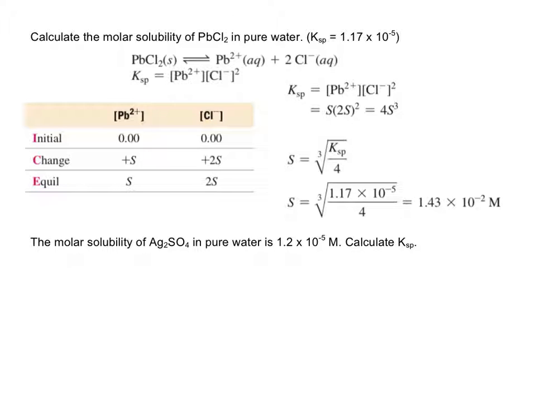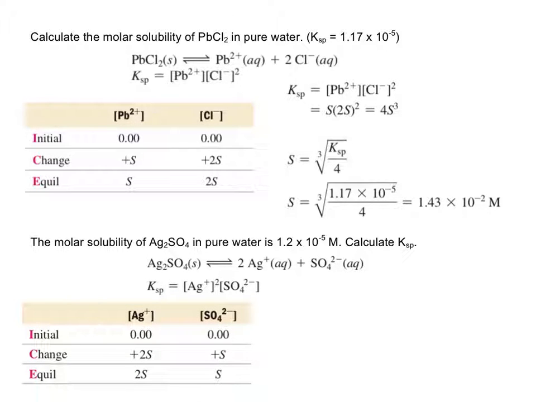Calculate the Ksp. Again, we are going to write out our equation, and our expression for Ksp is going to be the concentration of silver ion squared, because we have two of those, times the concentration of the sulfate ion. Then when we write out our ICE table, it'll be plus 2s for the silver, because we have two of those each time we break one apart, and we just have plus s for the sulfate.